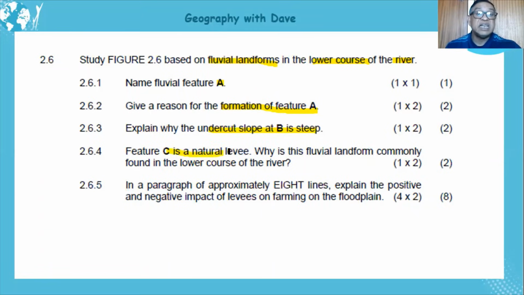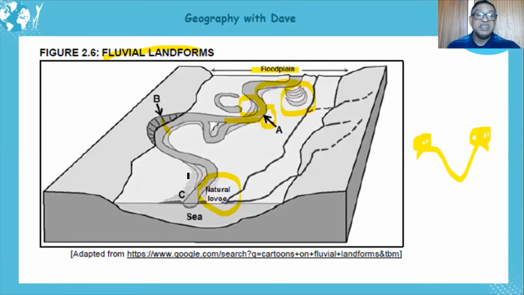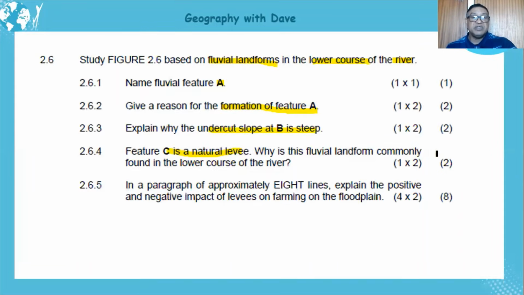Feature C is a natural levee. Feature C, natural levee. You know, the elevated banks, etc. that we show. It's a natural one where flooding happens. Man can also make levees. When there is a chance of flooding, he puts those little nettings with rocks in them, etc., and raises the riverbank. So this is a natural levee.